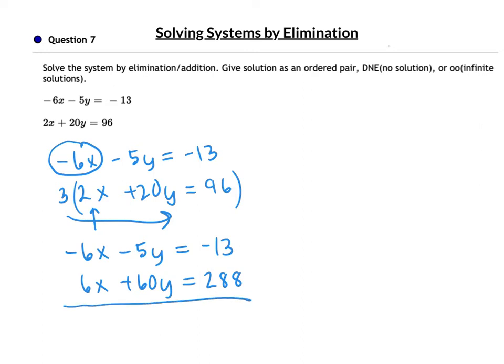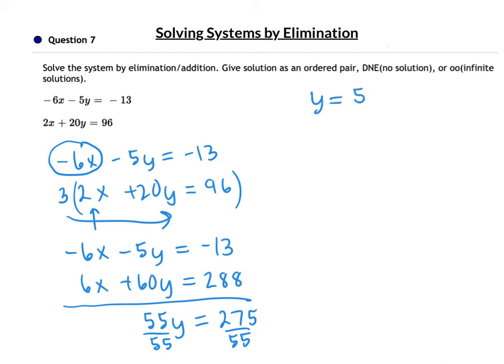Now, I'll add. The x's are eliminated. Negative 5y and positive 60y make 55y. 288 plus negative 13 is 275. Now let's divide by 55 to get y by itself. 275 divided by 55 is 5. So y equals 5.